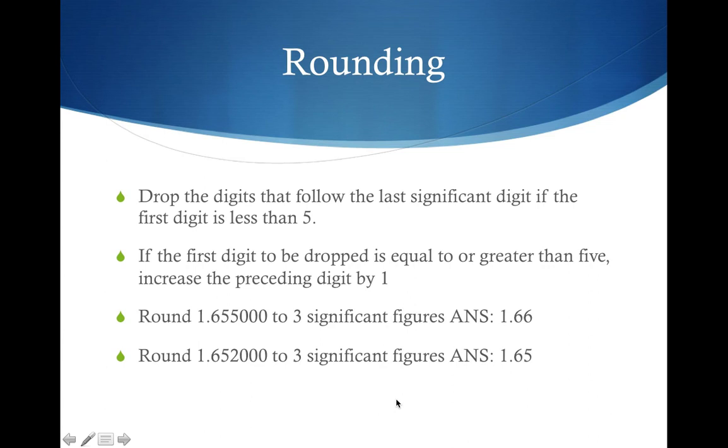When we round mathematically, if the last number that is going to be dropped is equal to or greater than 5, you round up. So 1.655, we're rounding it to 3 sig figs, so we're cutting it off there. That first number that's going to be dropped, that's 5, so we're rounding up, so that becomes 1.66. Whereas 1.652, this is the first number that's going to be dropped. It's less than 5, so this one we round down.